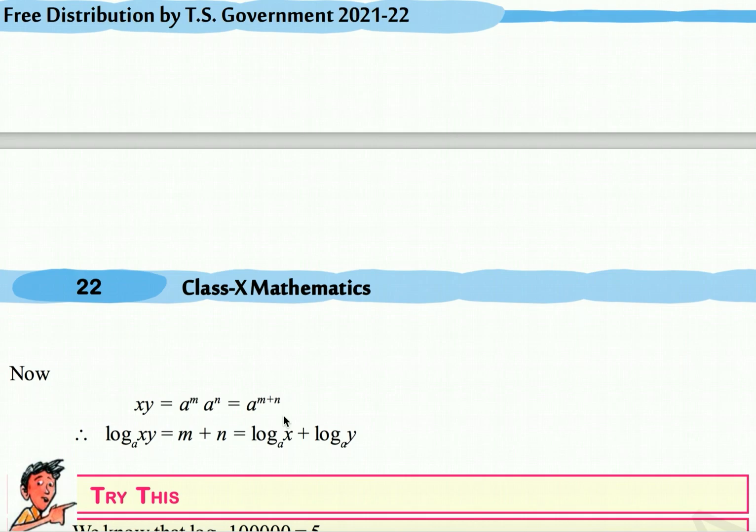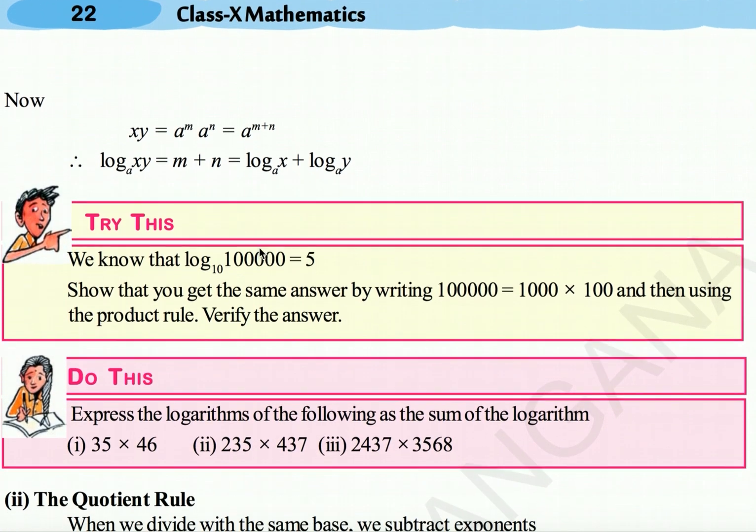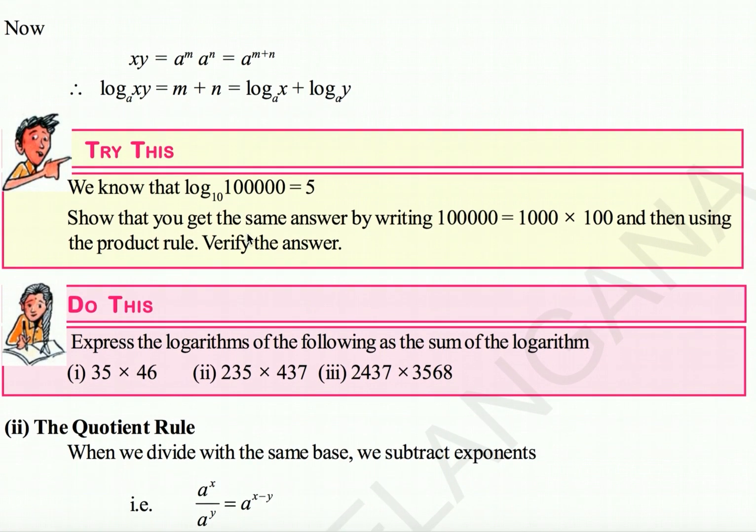Log xy base a equals m plus n. M is log x base a, n is log y base a. Hence it is proved. We know that log 1 lakh base 10 is 5, so we get the same answer by writing it as 100 cubed into 100, and then using the product rule to verify the answer.